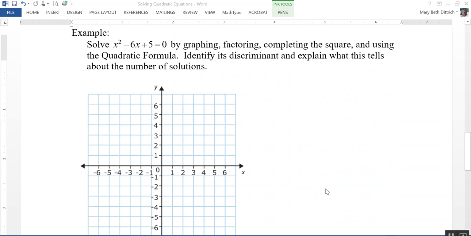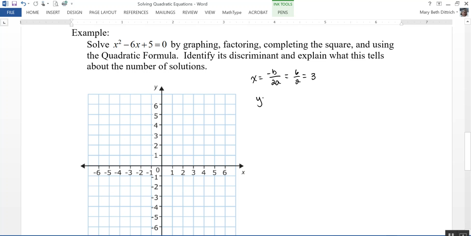We need to solve x squared minus 6x plus 5 equals 0 by graphing, factoring, completing the square, and using the quadratic formula. Then we're going to identify its discriminant and explain what this tells us about the number of solutions. So let's go ahead and start by graphing. To graph this, I'd like to find the vertex. So recall that the x-coordinate of the vertex is the opposite of b over 2a, which is going to give me 6 over 2, or x is equal to 3.